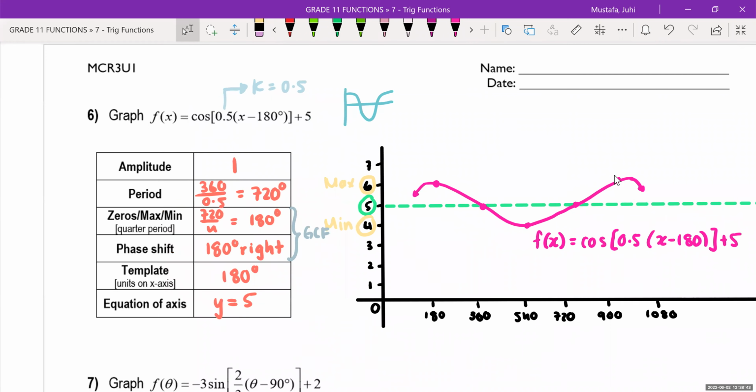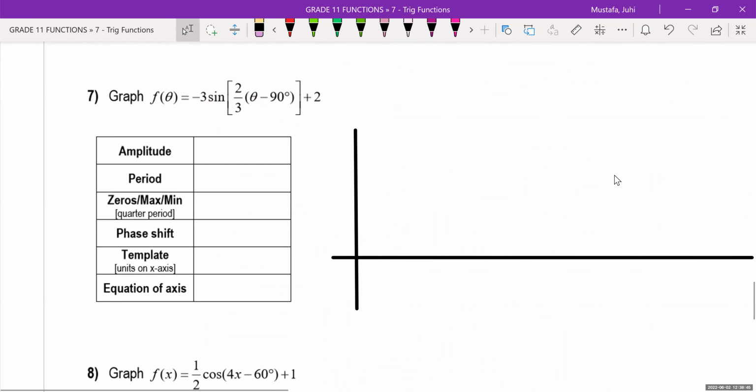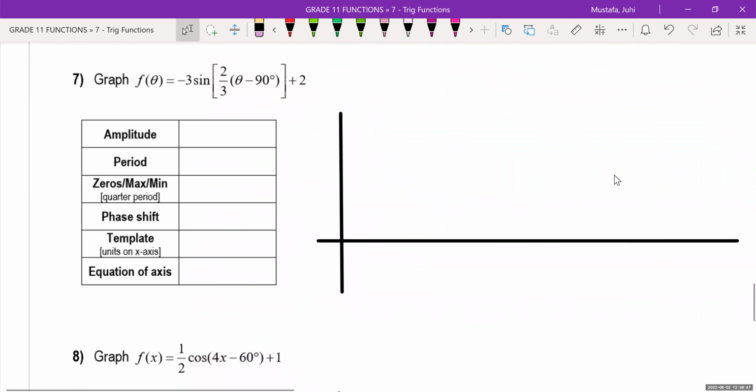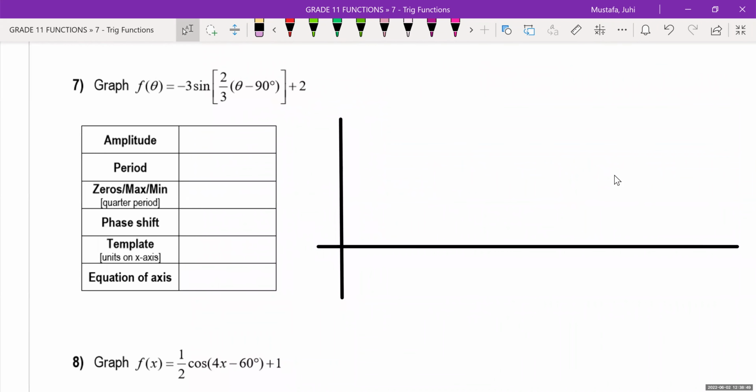Let's try graph number 7. So this says graph f of theta is equal to -3 sine 2/3 theta minus 90, all factored. So that's great. That part is already done, plus 2. What is the amplitude in this graph? Yeah, 3, not -3. And the equation of axis is y is equal to 2. Yep.